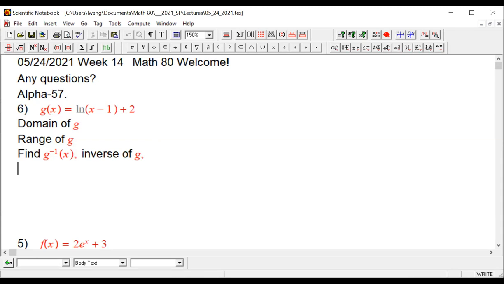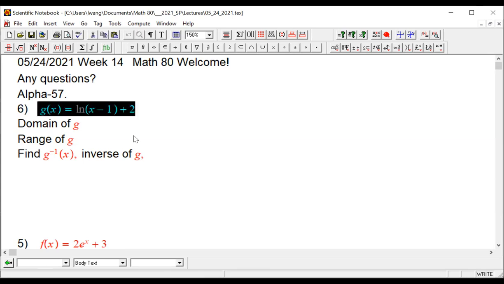After this, we're going to move forward with more exercise on logarithm. And we will also do the product rule and quotient rule. But anyway, so let's get this done.